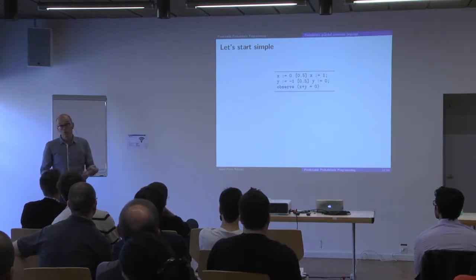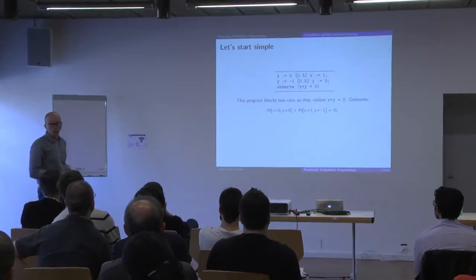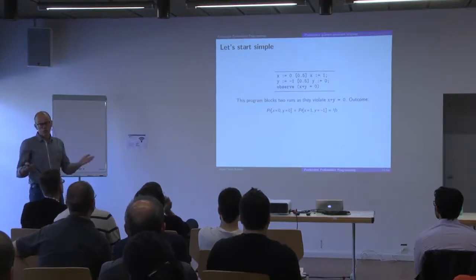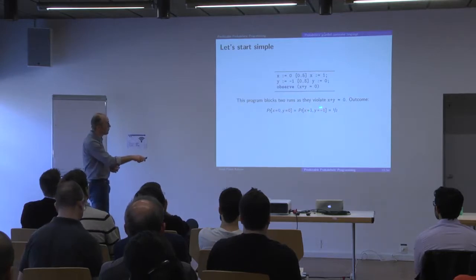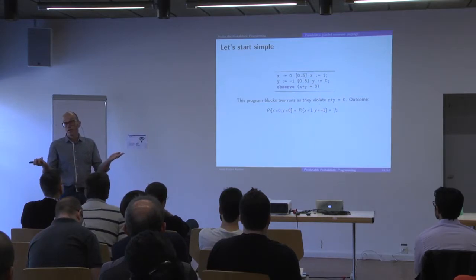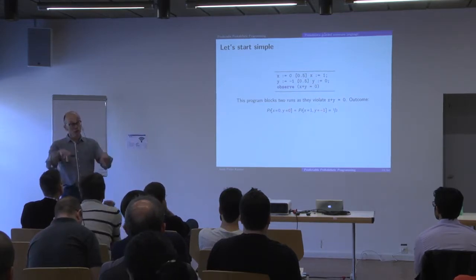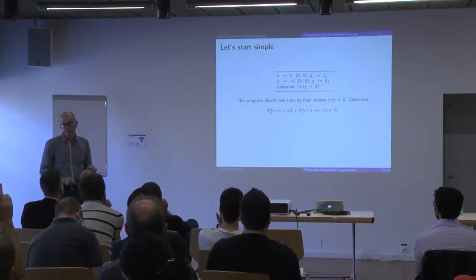But in addition, you're going to normalize the probabilities. So this program has 2 runs, because there are only 2 runs that satisfy x plus y equals 0, namely 0, 0, and 1, minus 1. They have the equal probability of 1/4. But now the crucial point, you normalize over the probability of the behaviors that do not satisfy this thing. And then you get a half.